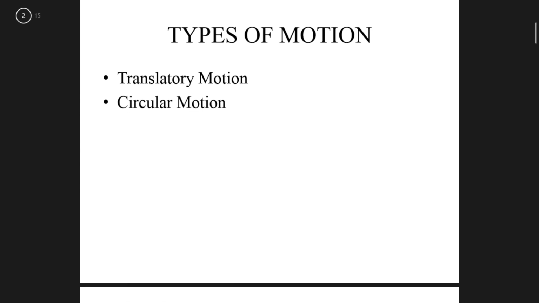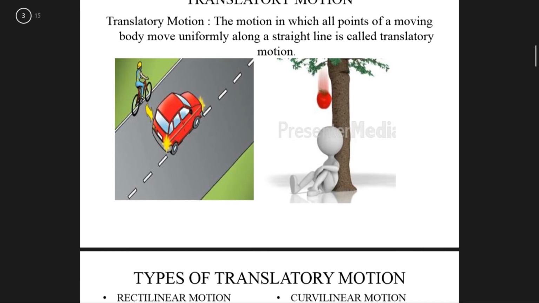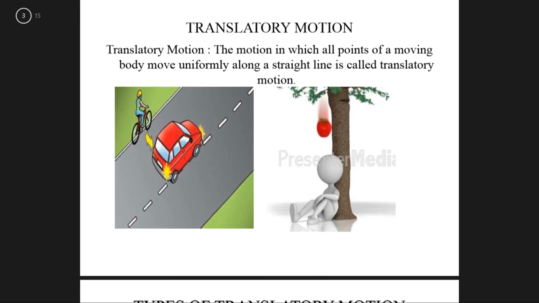So basically there are two types of motion. One is translatory motion, another is circulatory motion. Translatory motion is a linear motion. The motion in which all points of a moving body move uniformly along a straight line is called translatory motion. You can see a person going on a road in a car. It is covering some displacement along the x-axis.